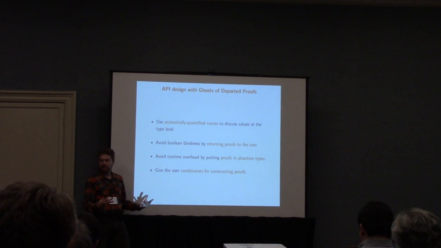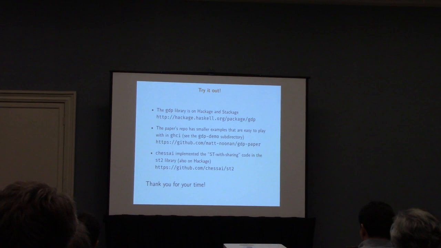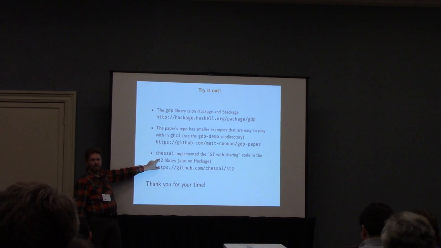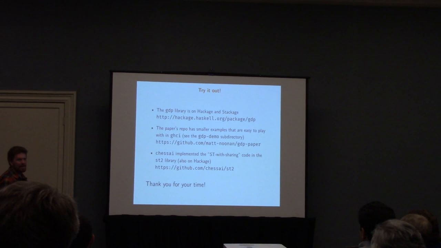Okay. So this is a library that implements most of the concepts in our package. There's also a repo that goes with this paper that has some more experiments. I don't know who this person is in reality, but on GitHub, they're Chess AI. In the paper, there's an example of expanding the ST monad's interface so that you can actually share mutable variables between different regions in a safe way. And they did a full implementation of that concept.